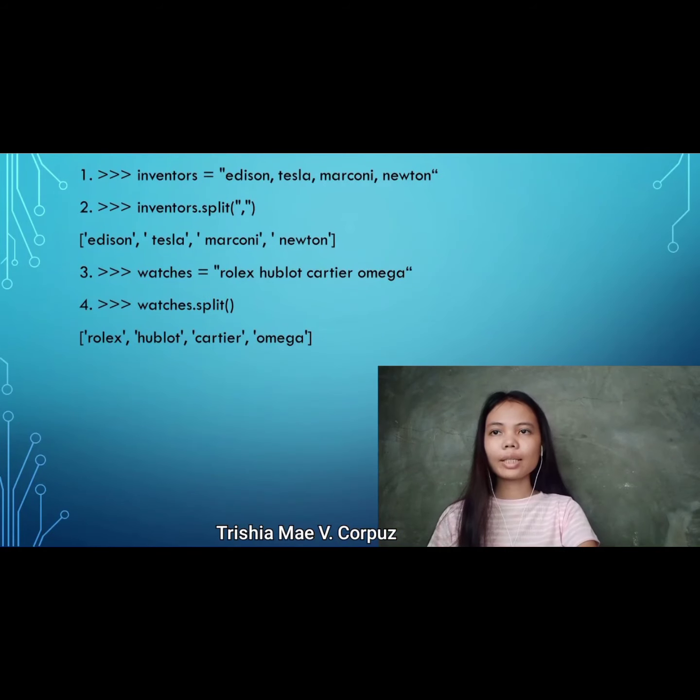Itong nakikita niyong example natin, yung value ng string variable na inventor, sineseparate siya based on comma separator. Dito naman sa pangalawa, yung string variable na watches, hindi na-specify yung separator niya dun sa split method. Kaya, na-separate siya based on white space.